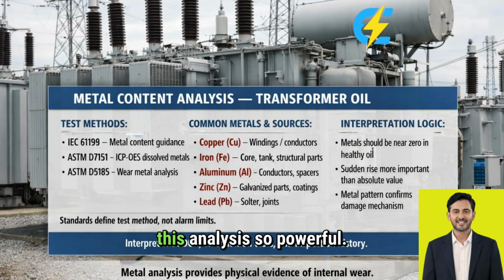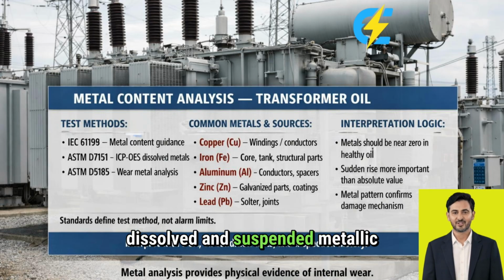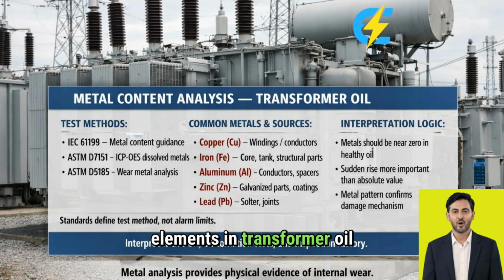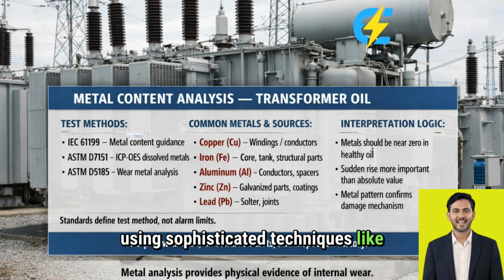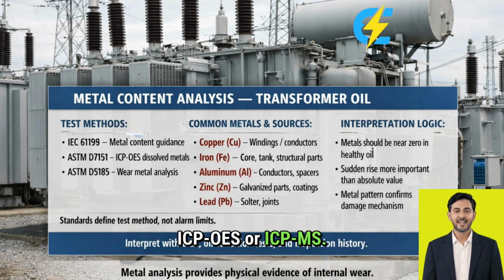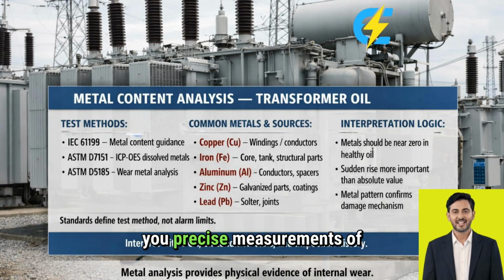Every metal particle dissolved in that oil represents physical damage occurring inside your equipment right now. And here's what makes this analysis so powerful. It doesn't just tell you something is wrong, it tells you exactly which internal component is being attacked. Metal content analysis measures dissolved and suspended metallic elements in transformer oil using sophisticated techniques like ICP-OES or ICP-MS. The analysis follows ASTM D5185 standards and is guided by IEC 60422. Results are reported in parts per million, giving you precise measurements of what's happening inside your transformer.